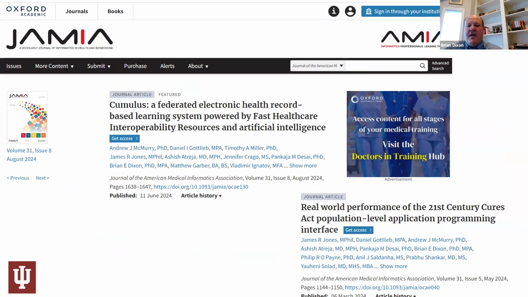They're not behind paywalls that are out there. And these publications, by the way, were referenced by the Assistant Secretary for Technology and Policy, ASTP, at the federal level when they were creating their specifications around requiring hospitals to implement Bulk FHIR.